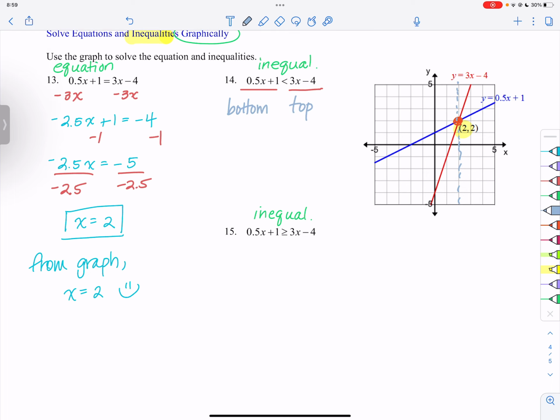And now down here, this is where we have the top and the bottom. Now, where does this occur? This happens when x is greater than 2. So we will write 2 to infinity. That is where this line is below, looking at that inequality, less than this line.